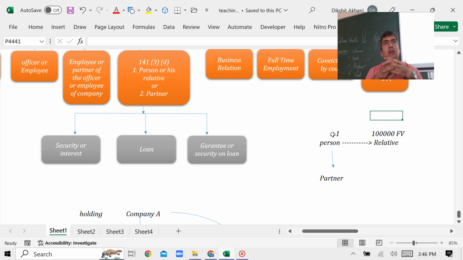So guys, if I ask you a question, in fact one question came in the exam, that the wife of the auditor is holding 60,000 rupees of security in the company, let's say a debenture or shares, anything. Can this auditor continue as the auditor? Is it a violation of section 141, subsection 3, clause D, and sub clause 1? But the answer is no, because relatives are allowed to hold how much? 1 lakh. So if you hold 60,000 of face value, it is not a violation.